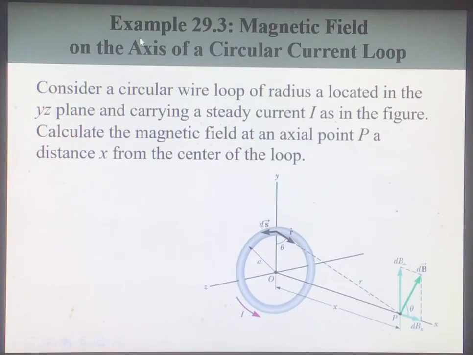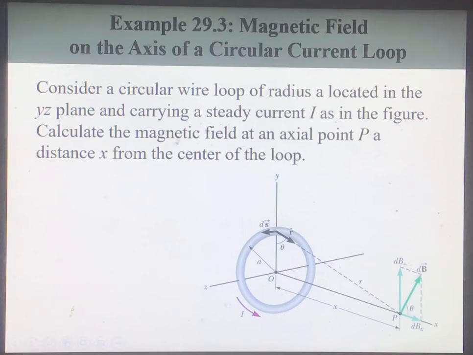In this video, we're going to continue our discussion of sources of magnetic fields by looking at example number 29.3. In this example, we're going to calculate the magnetic field on the axis of a circular current loop. So let's consider a circular wire loop of radius a that is located in the YZ plane and carrying a steady current I as shown in the figure below.